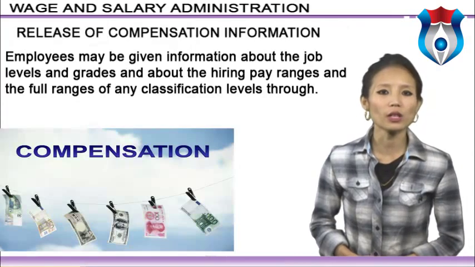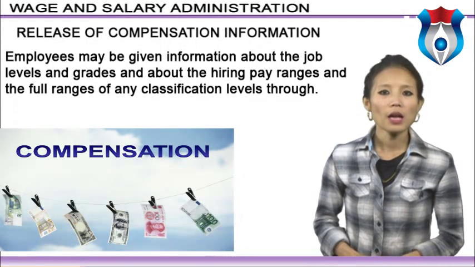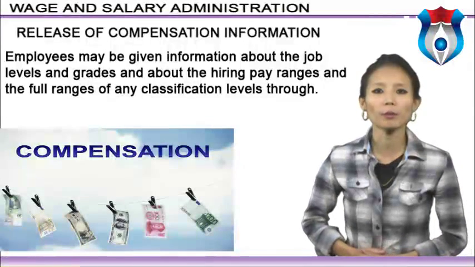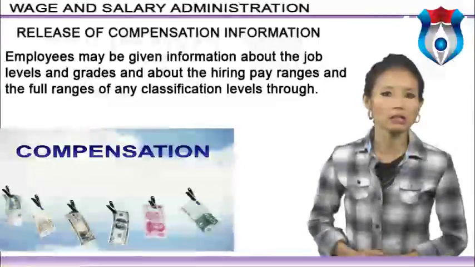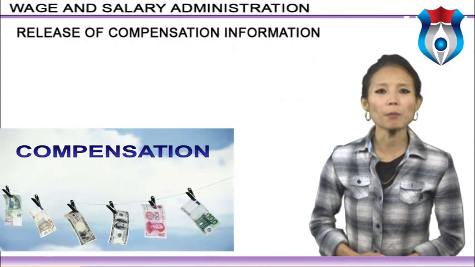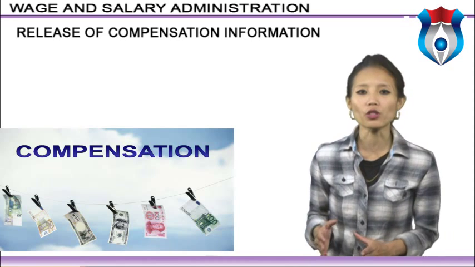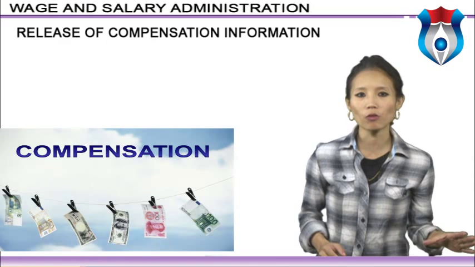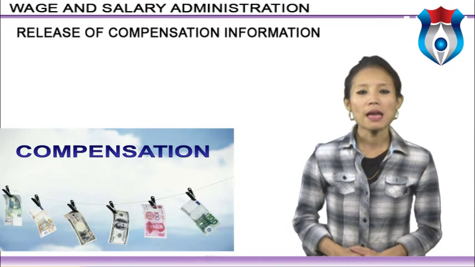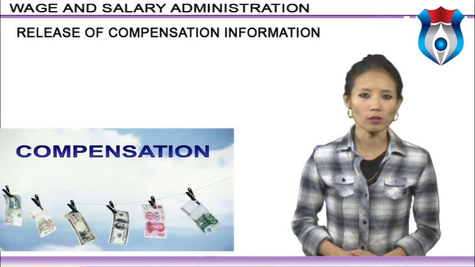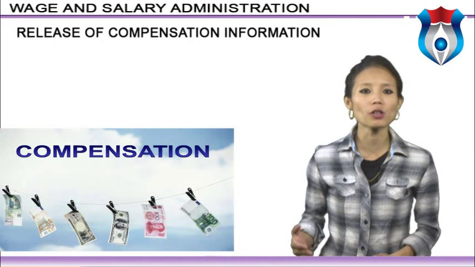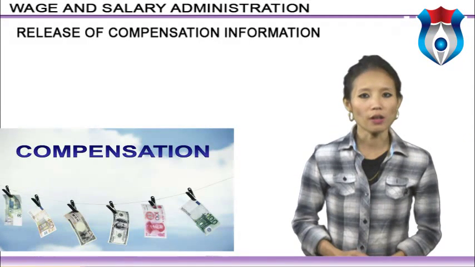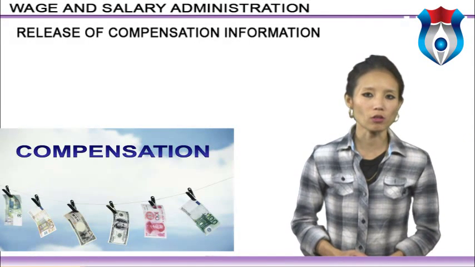Let us now discuss release of compensation information. Employees may be given information about the job levels and grades and about the hiring pay ranges and the full ranges of any classification levels. For example, an employee may wish to know the full range, minimum to maximum for the J2 level. This employee may obtain such information from his or her department head or from human resources. Information about classification, levels, ranges or grades for all position titles through level E8 is available from human resources.